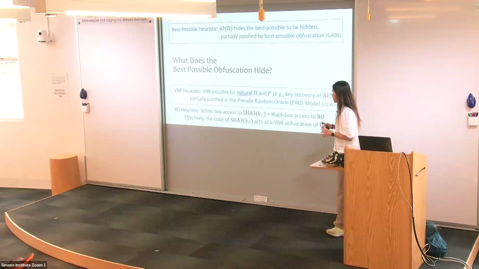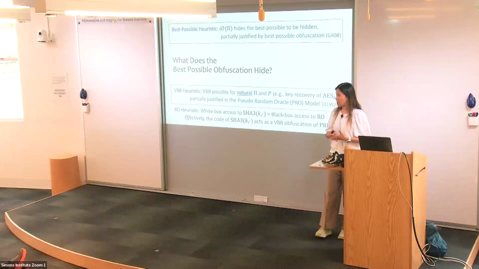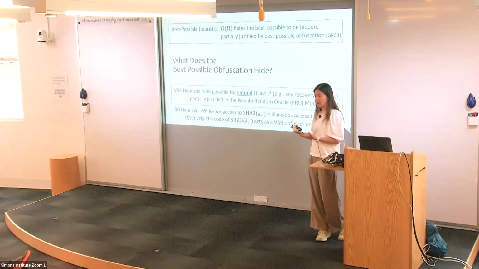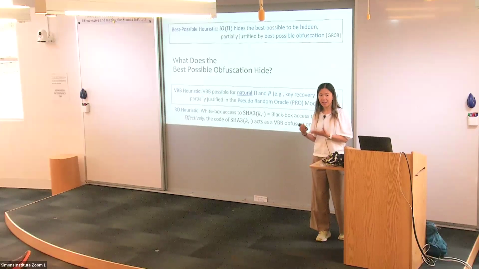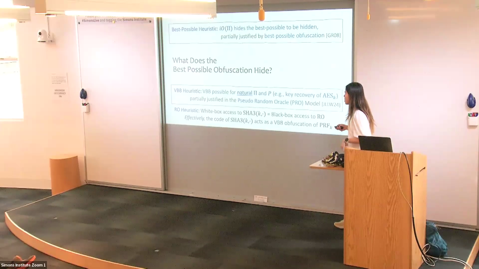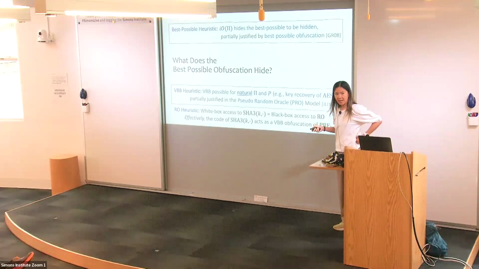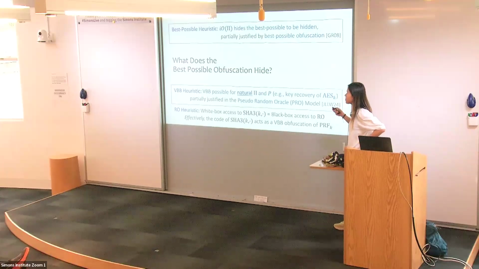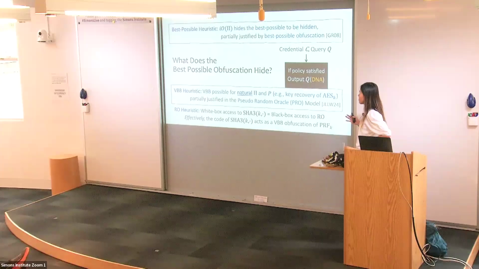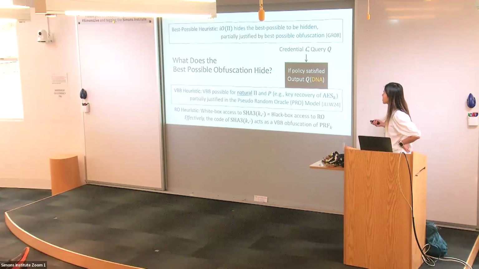And further, the recent work showed that given virtual black box obfuscation of a PRF, we can actually get virtual black box obfuscation of any program. And this is proven in a new ideal model called the pseudo-random oracle. Hence, it gives partial justification for this VBB heuristic. In other words, if we believe in the heuristic, then we can use IO to create all these usable secrets that we mentioned before.